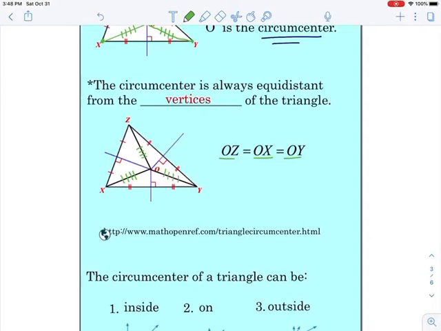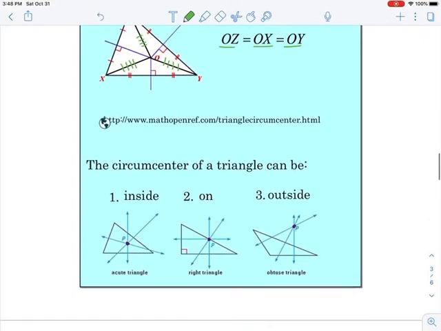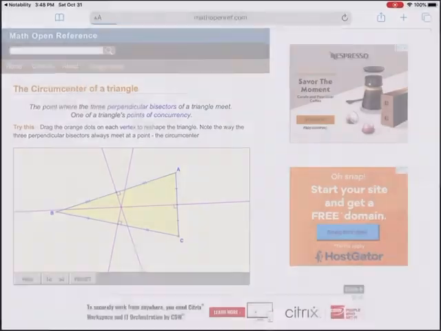Okay. And what's going to happen is the circumcenter of a triangle can either be inside your triangle, on your triangle, or outside your triangle. Okay. And again, three ideas of what it would look like. If it's inside the triangle, you have to have an acute triangle. If it's on the triangle, it has to be a right triangle. And if it's an obtuse triangle, it's going to lie outside the triangle. And there's just a little thing here that you can look at to kind of pull it.